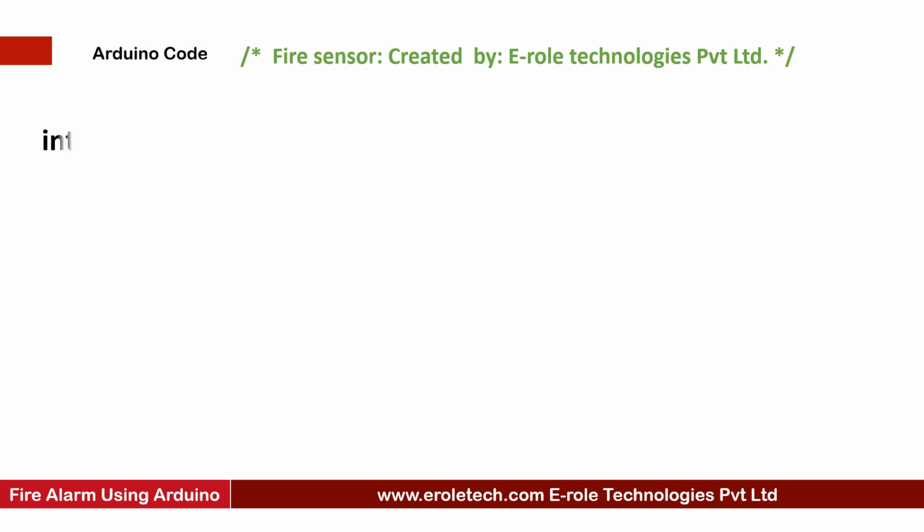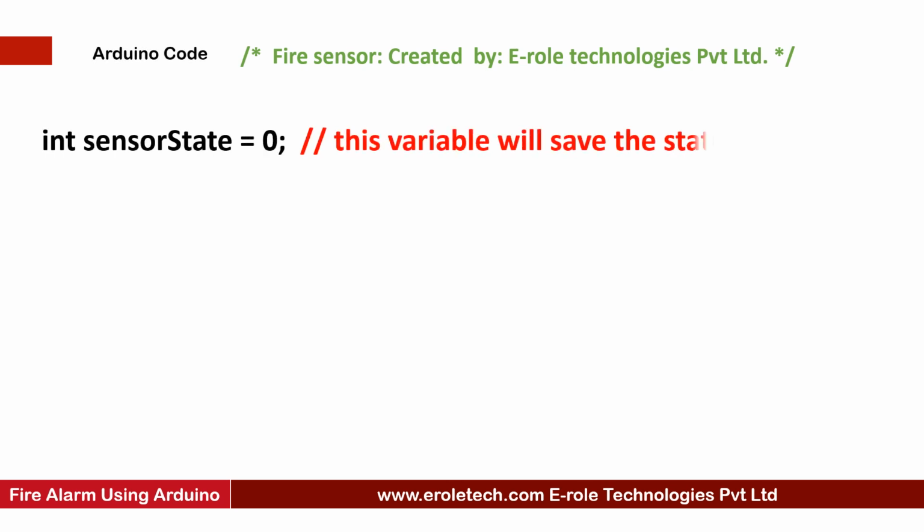This is the code of this project. Sensor state is an integer type variable. It will be used in the program to store the status of input pin. Initially we have set its value to 0.